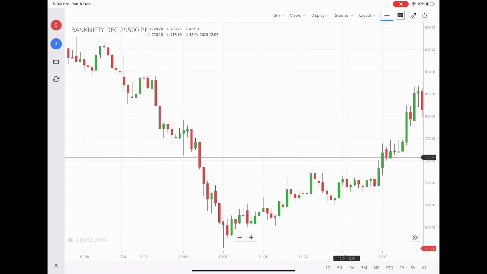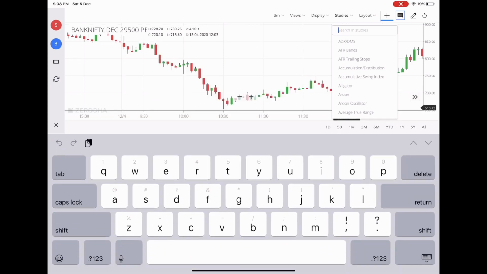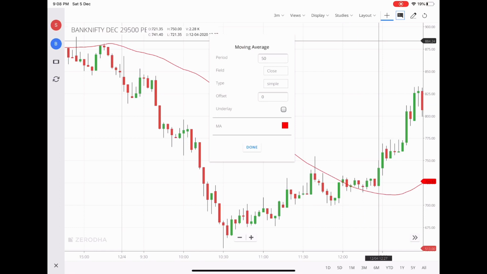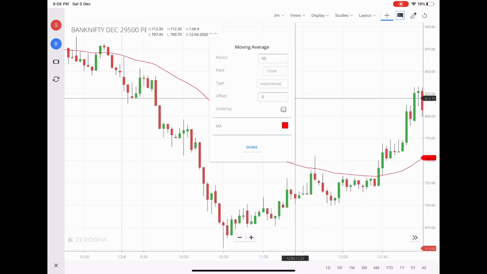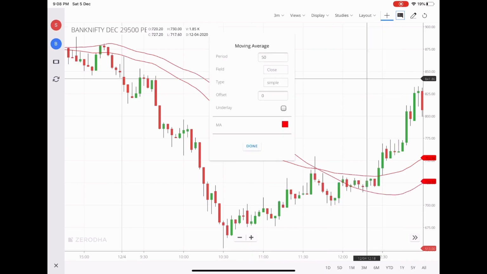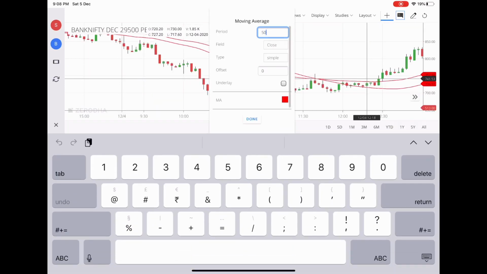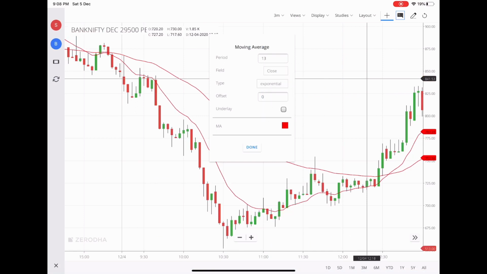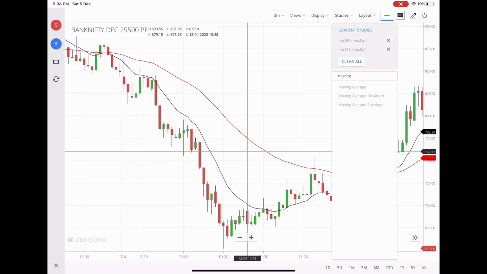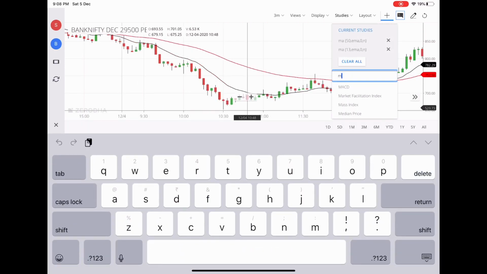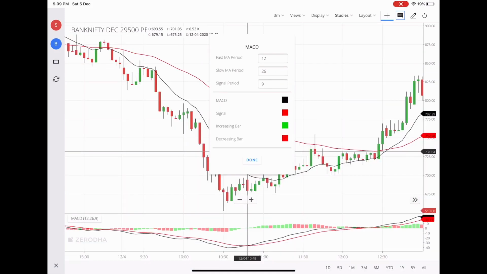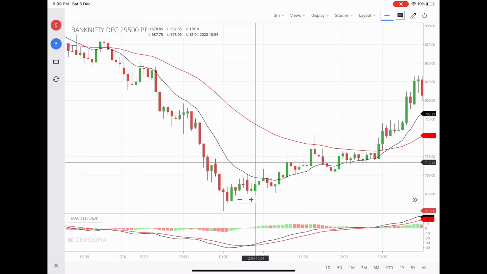As I said earlier, we will be using two indicators. The first one is the moving average, exponential moving average, 13 period, and we will give it black color. Now we will add the MACD indicator, and we don't need to change anything in the MACD, it should be the standard one only.